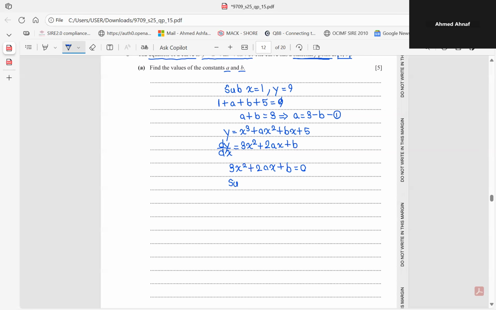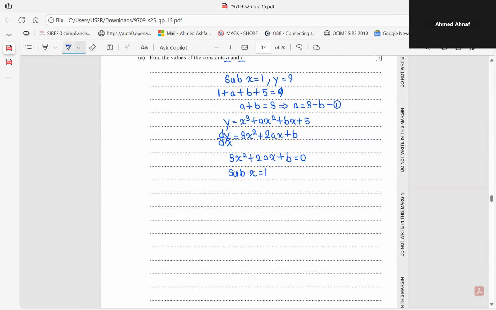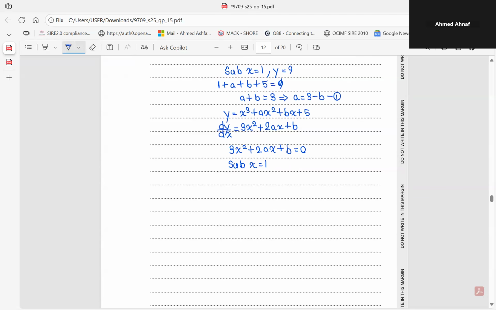Now we're going to again substitute x equals to 1. And never mind, you cannot substitute y, just x. So this would be 3 times 1 squared, which is 3, plus 2a times 1, which is 2a, plus b equals to 0. So this is our second equation in here.